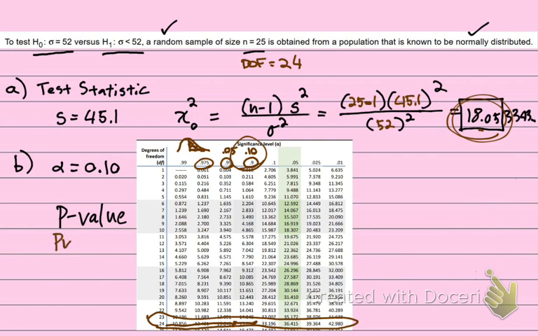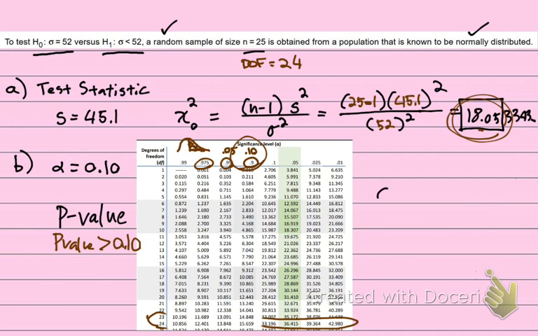So our p-value is greater than 0.10. Okay, it would be different if we saw it in between some of these values, then maybe you'd say it's in between 0.10 and 0.05 if it was in between here, but it's kind of off the chart, so it's greater than 0.10.